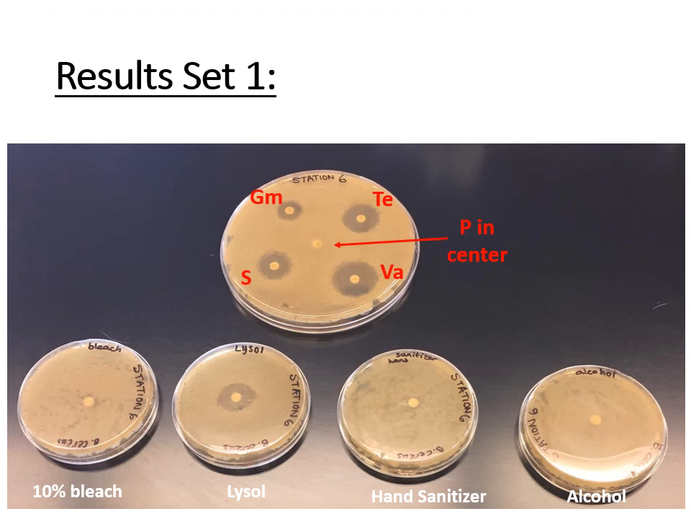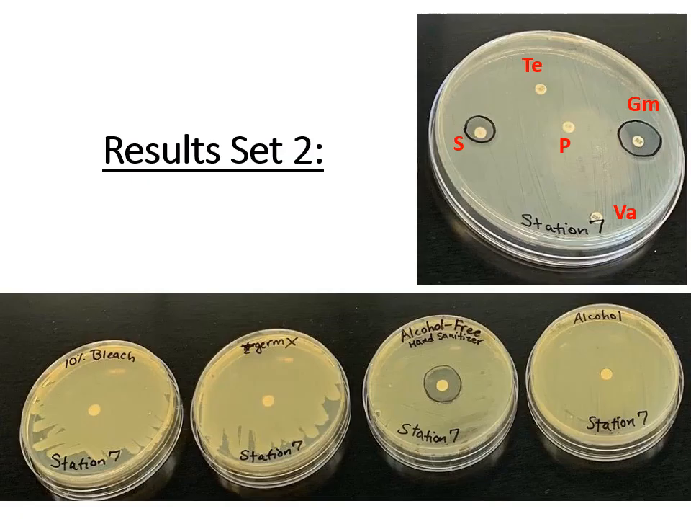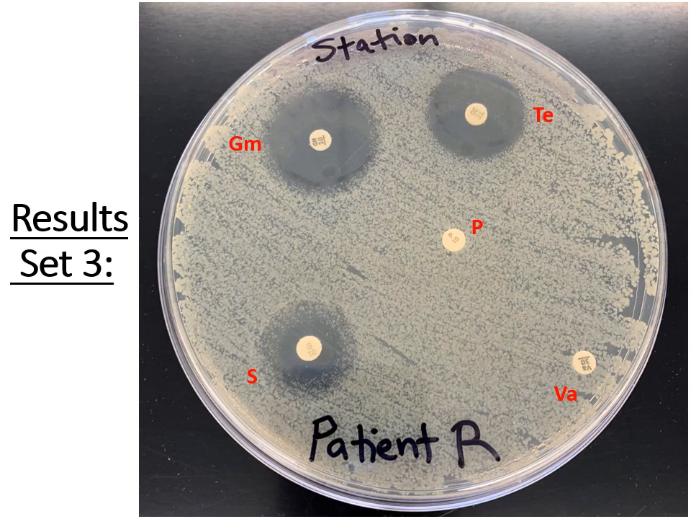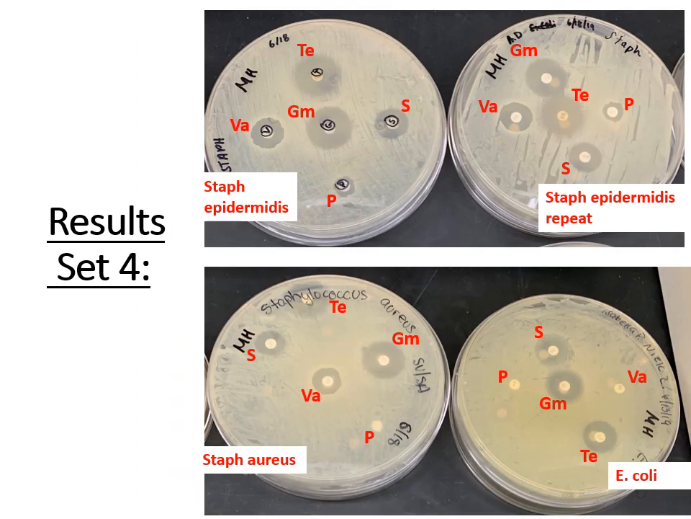So now we get to all of the results sets. For these, you will find the exact questions and analyses in the post lab. So we have results set 1. We have results set 2. Results set 3 is now looking at a patient and only has antibiotics, whereas the previous slides had disinfectants and antiseptics as well. And then you have the final results set 4, which is different strains of bacteria.